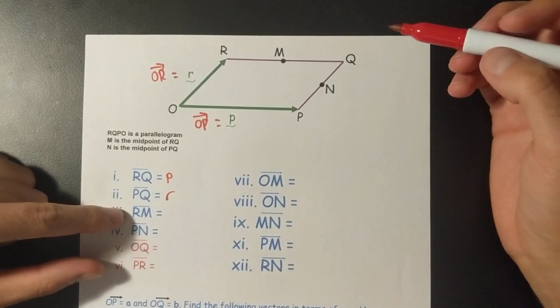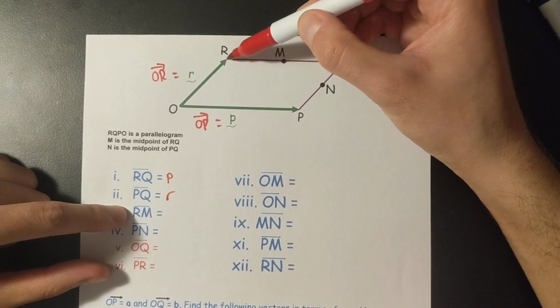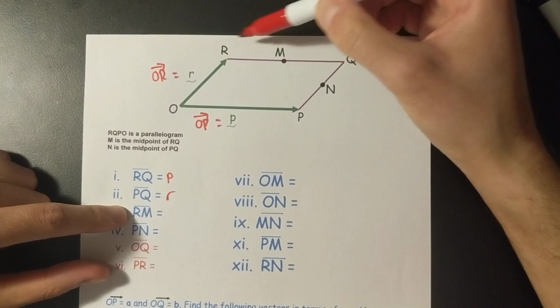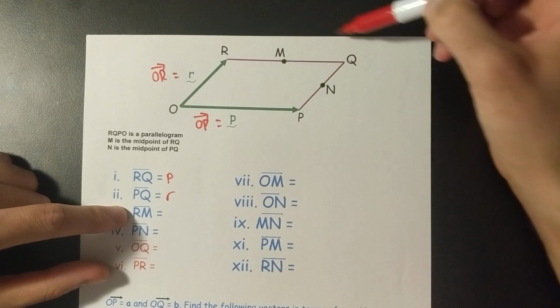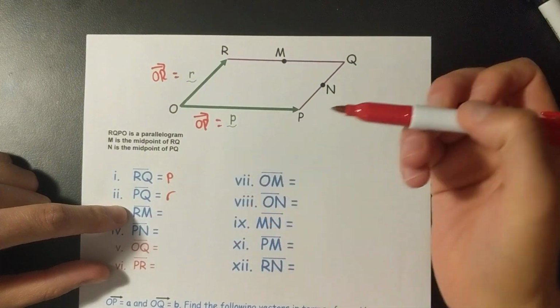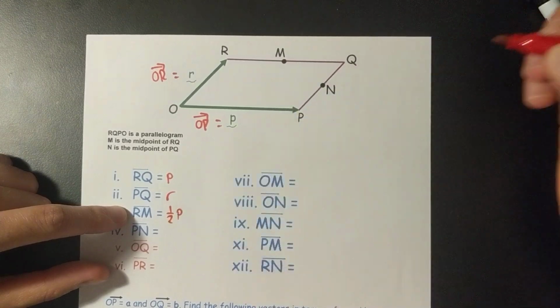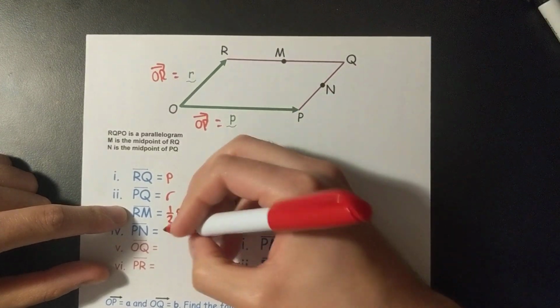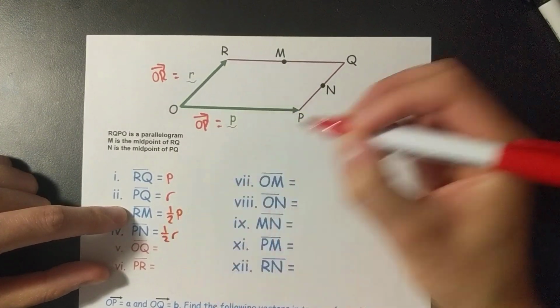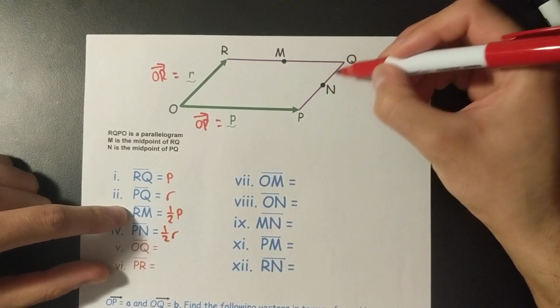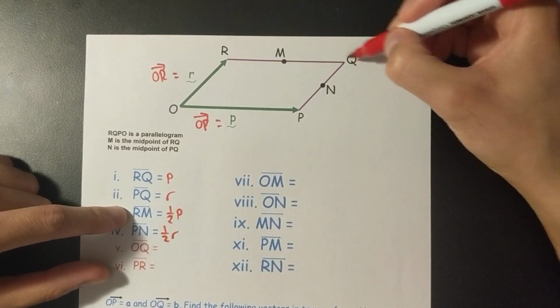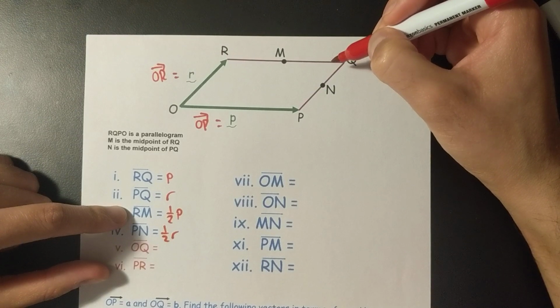Then, R to M. Well, M is in the middle, so it's going to be half of this previous distance of R to Q. Here's a new fact. We can have half vectors. That's half p right there. Similarly, P to N would be half r. N to Q would also be half r. M to Q would also be half p.